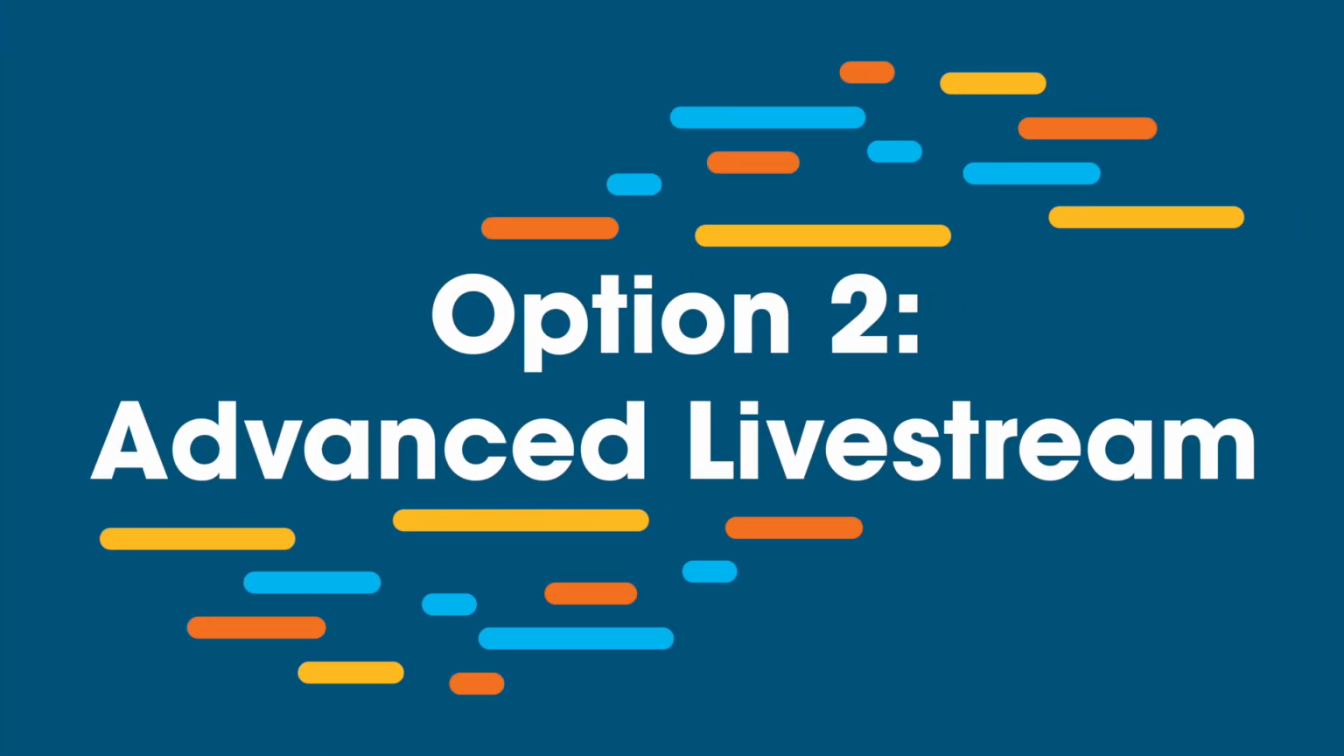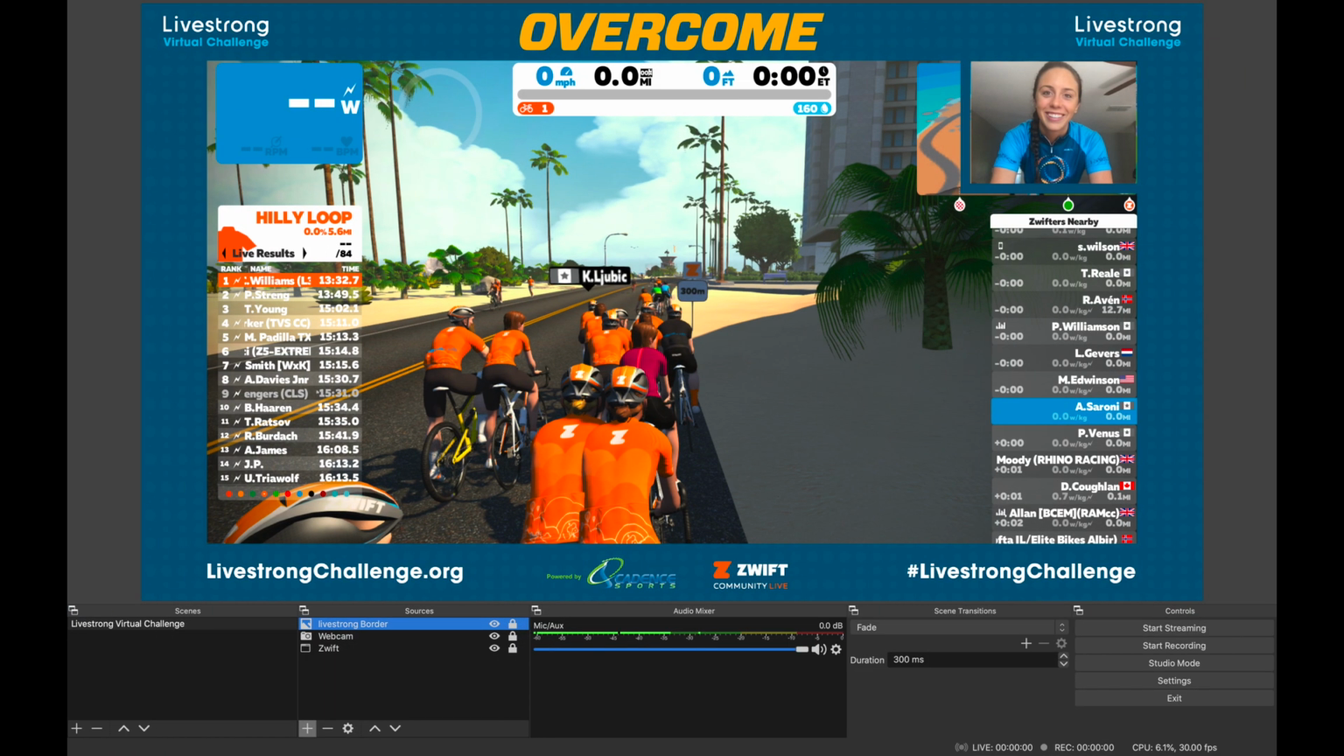The next option we will cover is the advanced live stream. Here's an example of what the end product will look like. We have the Zwift game in the background, Allison's video feed in the upper right corner, and the Livestrong Virtual Challenge border to frame it all out.